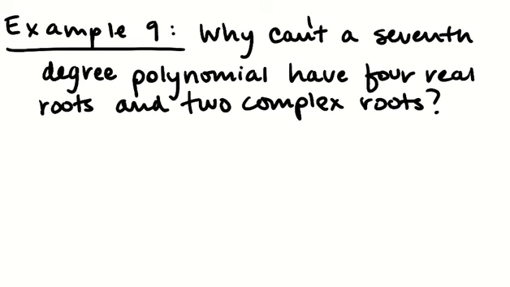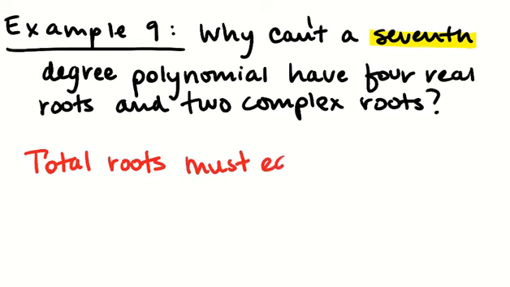So if you look at the total number of roots, a 7th degree polynomial needs to have a total of 7 roots. So I would say, well, the total number of roots needs to be 7. So you could have 5 real roots and 2 complex roots. But you can't have 4 and 2 because that would be only a total of 6. Okay, so we need 7.